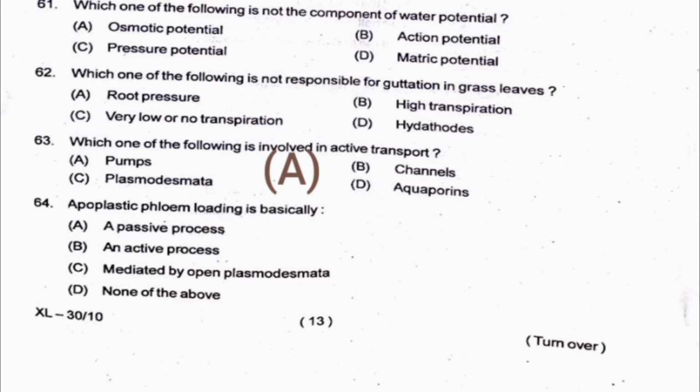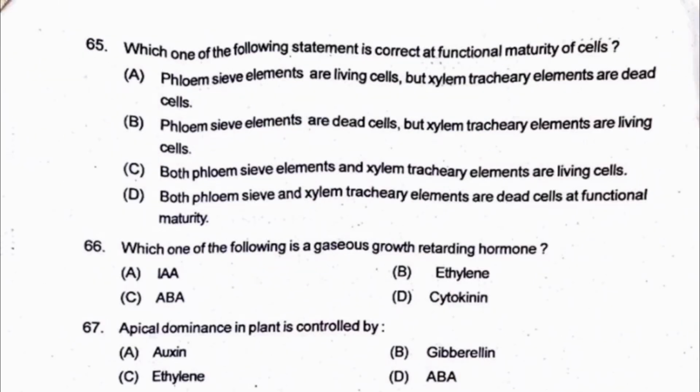Next, question number 64. Apoplastic phloem loading is basically option A, passive process, option B, an active process, option C, mediated by open plasmodesmata, option D, none of the above. So, here the correct answer is option B, an active process where plasmodesmata is not involved.